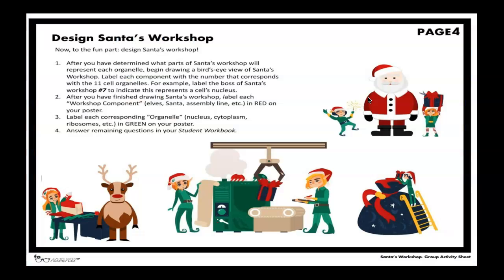And then you are going to design your workshop. Once you've made your list of organelles and what you're comparing them to, now you get to draw your workshop. You can do it online if you're tech savvy enough to figure out how, but I think the easiest way is to draw it and just take a picture of it. You'll literally draw Santa's workshop and label each workshop component, like elf, Santa, assembly line, gate into the workshop, whatever. Then you'll label underneath that the organelle you're comparing it to. The actual organelle you'll write in green, and the component of Santa's workshop you'll write in red, because those are our Christmas colors, right?